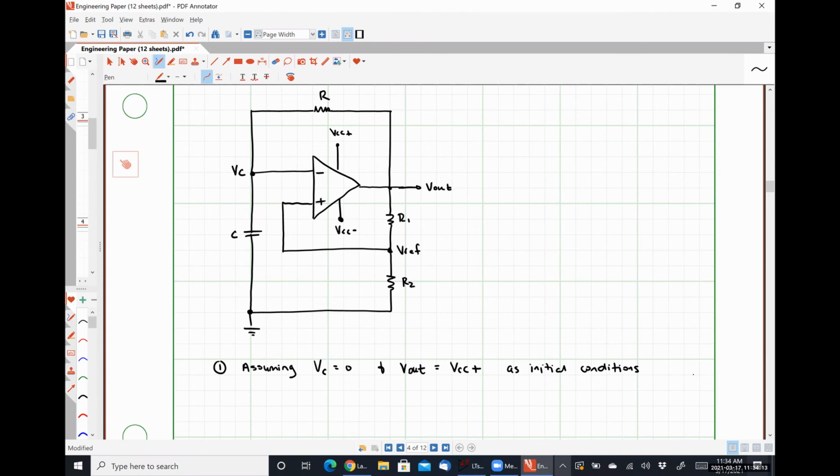V reference has a positive value, right? Because there's simply a voltage divider circuit between V out and ground, and V reference is that voltage in the middle. If no current can branch off, then V ref is just the voltage drop over R2, which is just going to be V out times R2 over R1 plus R2. Simple voltage divider. If V out is positive, V ref is positive, okay?